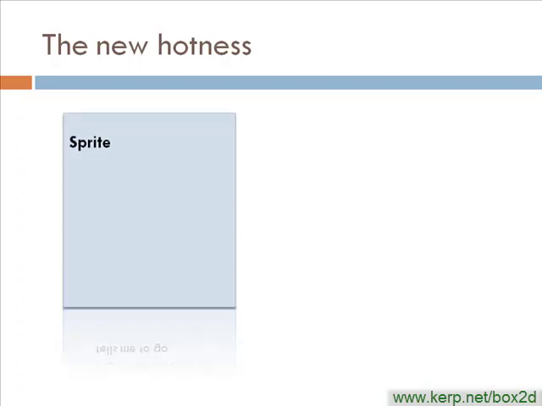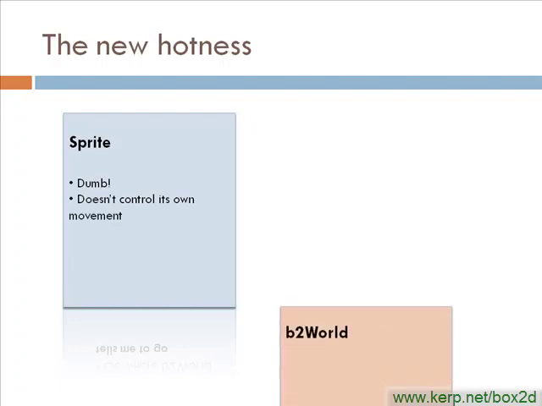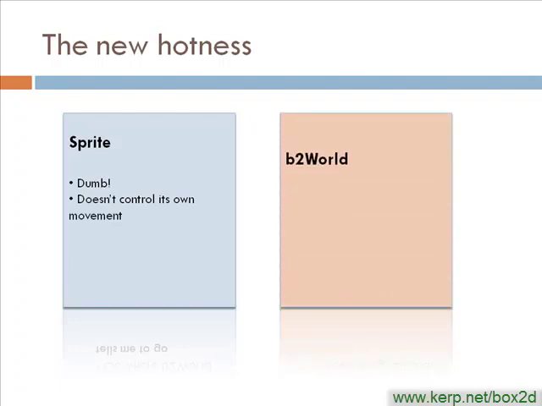So with the new way of thinking, you really have to throw out the way you're used to having objects move around on screen. You still are probably going to have sprites or maybe movie clips, but they're going to be dumb. They are not going to take care of moving themselves around the way you're probably used to in other Flash movies. Instead, you're going to have this B2 world object.